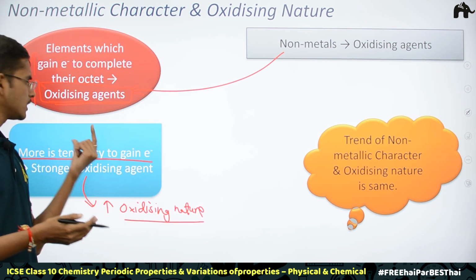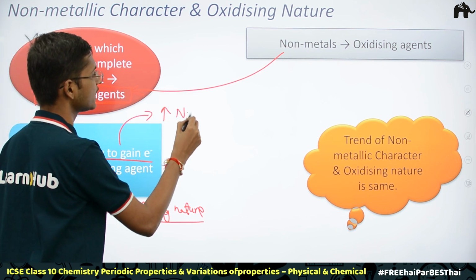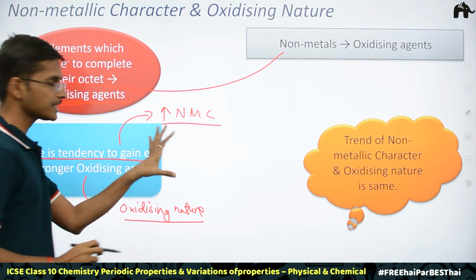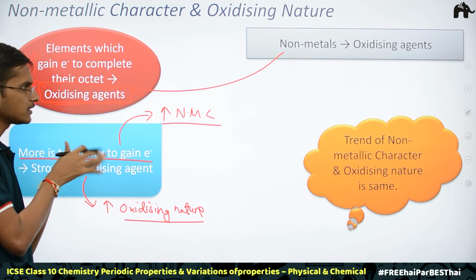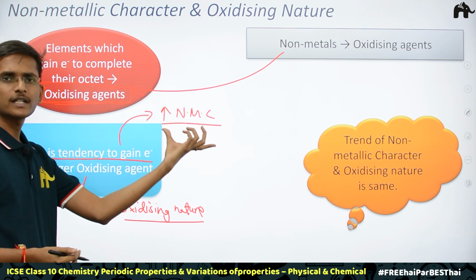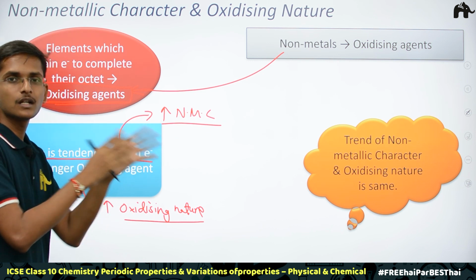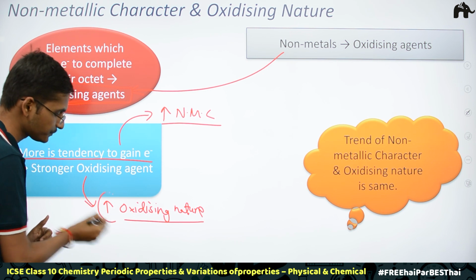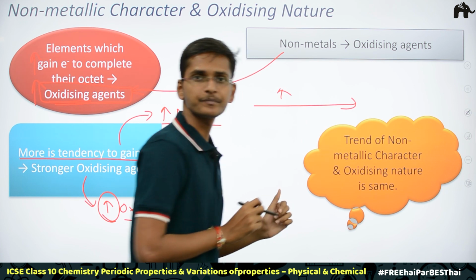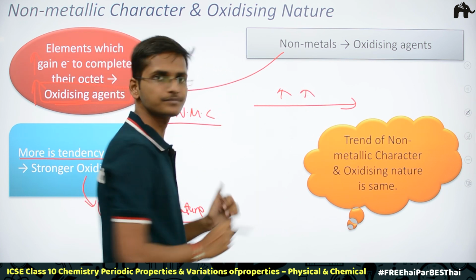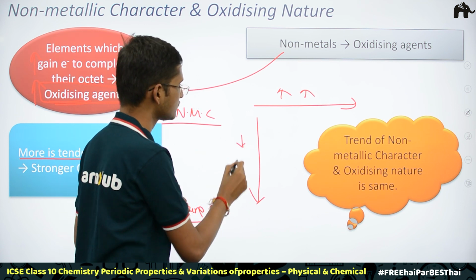Now you already know the more the tendency to gain electrons, this also means the more the non-metallic character. Now see here, non-metallic character and oxidizing nature depend on the same factor, right? So that's why we can say that when non-metallic character is more, it also means the oxidizing nature would be more. When we move across the period from left to right, non-metallic character increases, so oxidizing nature would also be increasing. And when we move from top to bottom, non-metallic character decreases, so oxidizing nature would also be decreasing.